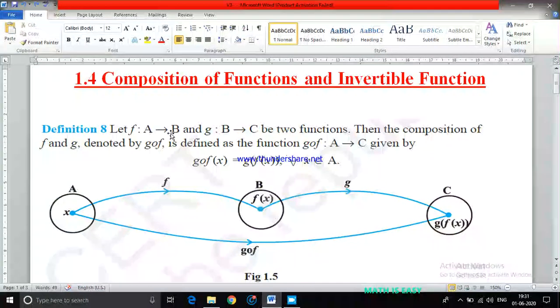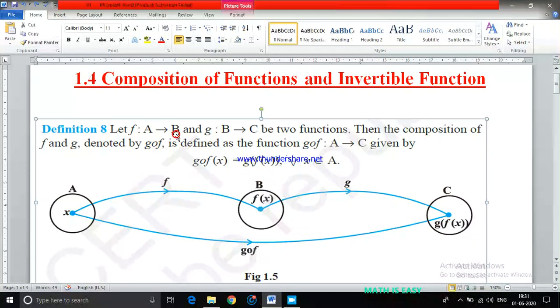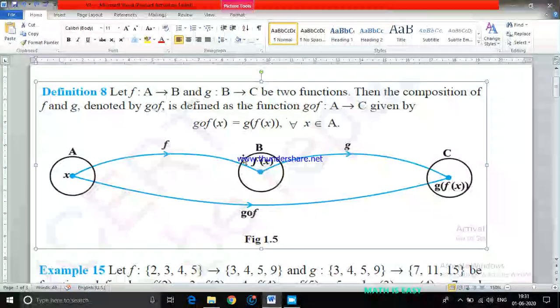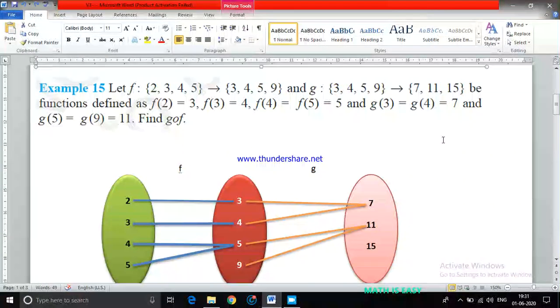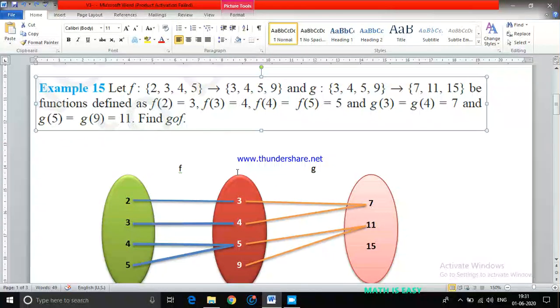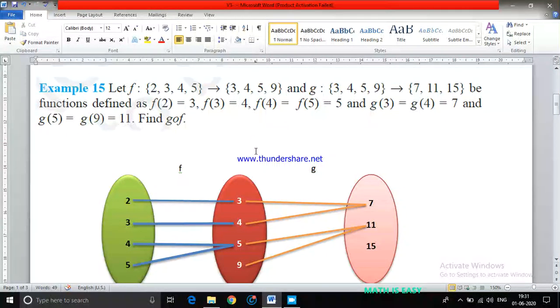Here f is a function from A to B and g is a function from B to C. As I said, to define GOF, the set B here and the set B here have to be the same. But similarly, if I want to define the FOG function, how can I define it? So first I have to write somewhere here.